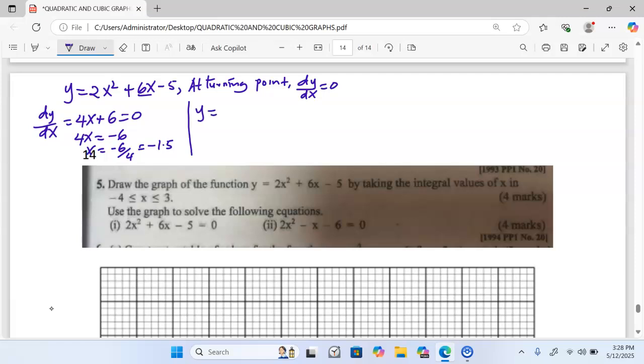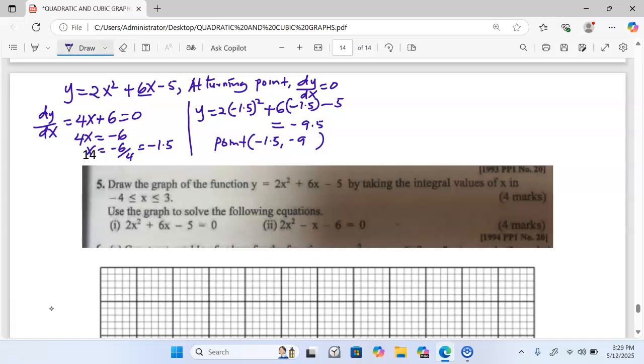Once we have the value of x, we can get y. By substituting x back, we have 2 times (−1.5) squared, plus 6 multiplied by −1.5, minus 5, and this gives a value of −9.5. That means the point is (−1.5, −9.5). This is the point where our curve is going to turn.